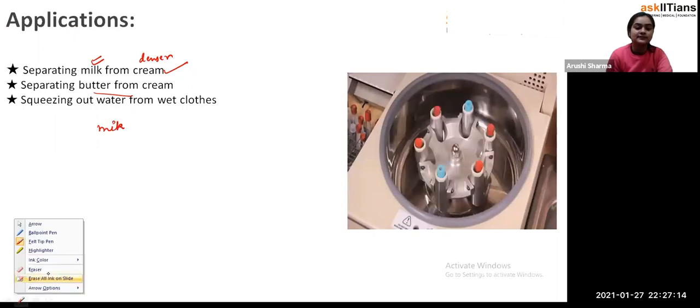Oh, just a second. Hurry. I don't know why it is not getting selected, this eraser.